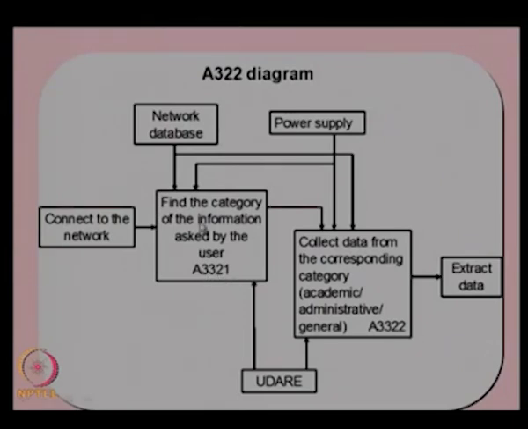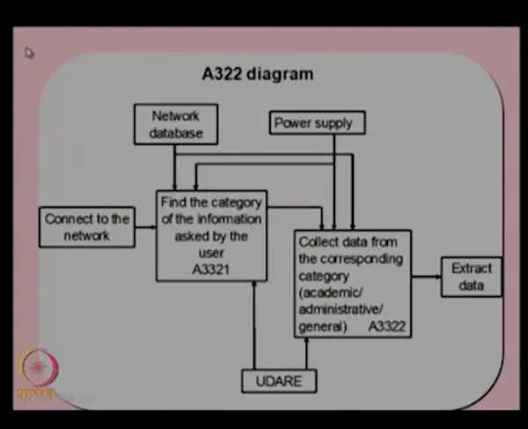So, here the first subdivision is find the category of the information asked by the user, and then the second is collect data from the corresponding category. So, depending on the category the data will be collected from the corresponding category. So, we can see that the A322 function has 2 sub functions, and the main output is coming from the function A322, which is the data extracted.